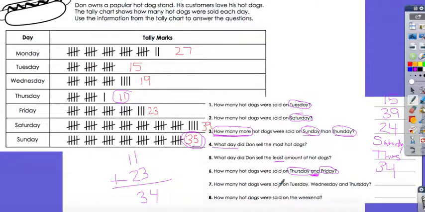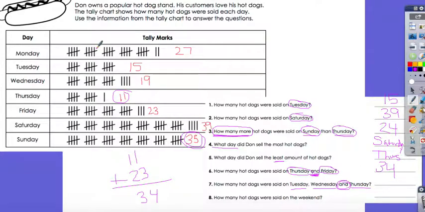How many hot dogs were sold on Tuesday, Wednesday, and Thursday? Oh my goodness, it doesn't say how many more, so it's not Linus the Minus. It just says how many, which just means count. How many were sold on Tuesday, Wednesday, and Thursday? So remember, "and" means putting together. So I'm putting together Tuesday, Wednesday, and Thursday.